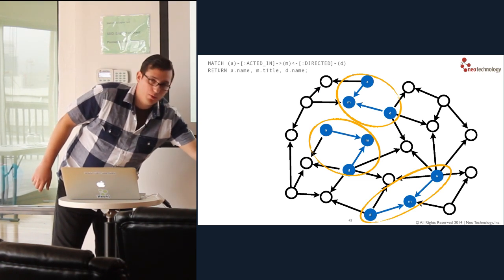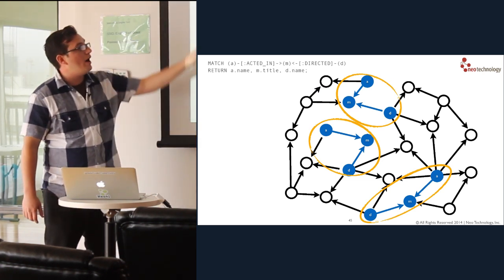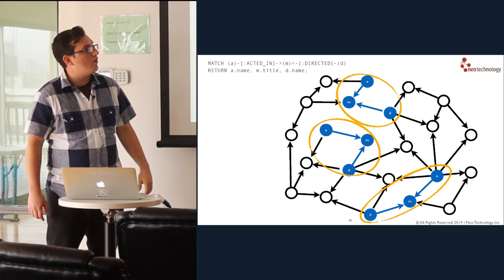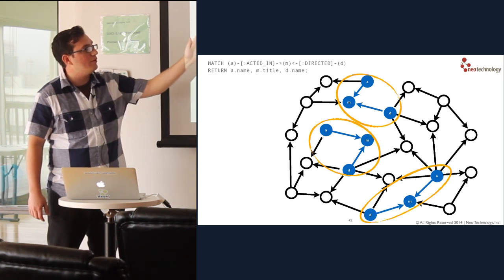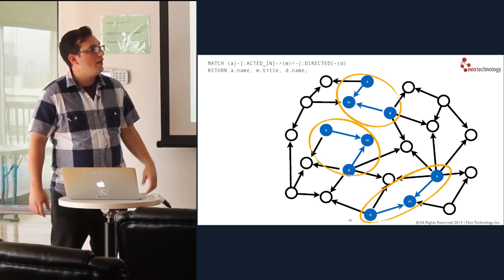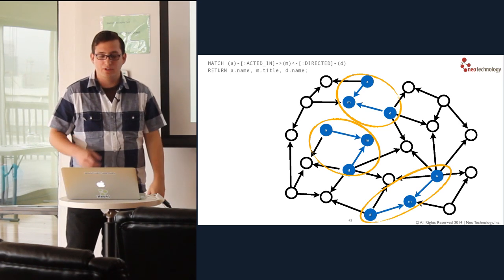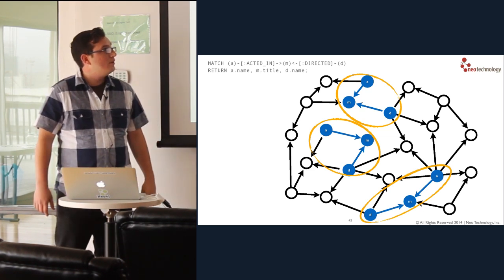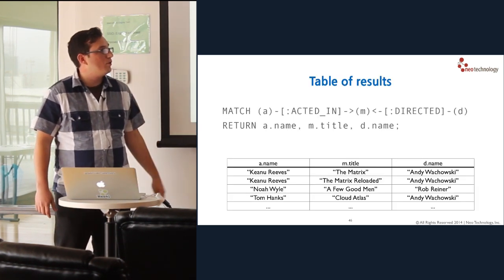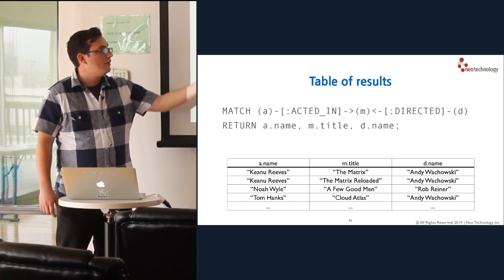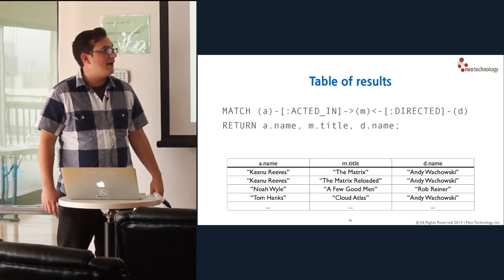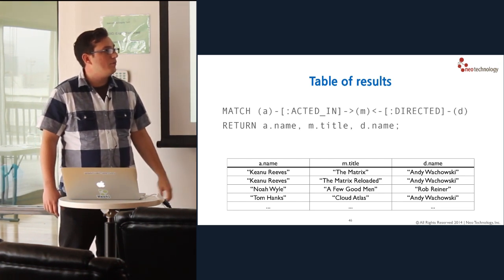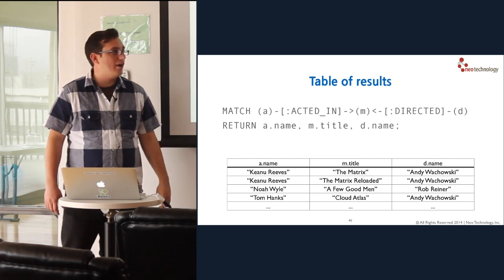So just like before with A, B, and C, we're finding the labels that are applied to the nodes. So we have actors, we have movies, we have directors, and then we're matching this pattern in the graph and returning it. So what would the results look like? Here we have tabular results that are being returned. So you see that Keanu Reeves acted in The Matrix, and the director's name of that movie was Andy Wachowski.